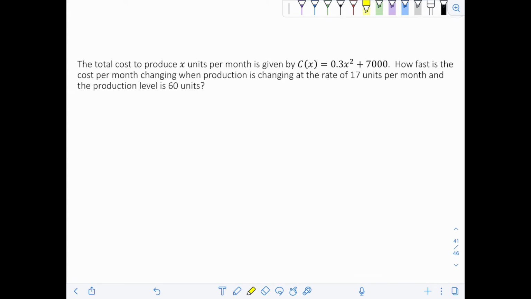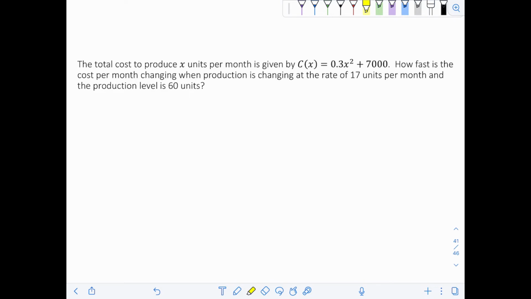Let's look at an application problem. And this is actually referring back to the one that we had looked at in the very beginning, but now we're actually given an equation and values. So it says the total cost to produce x units per month is given by C of x is equal to 0.3x squared plus 7,000. How fast is the cost per month changing when production is changing at the rate of 17 units per month and the production level is 60 units?